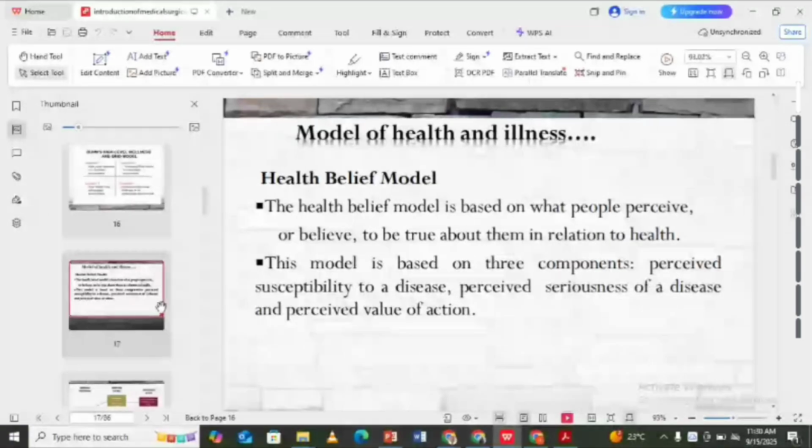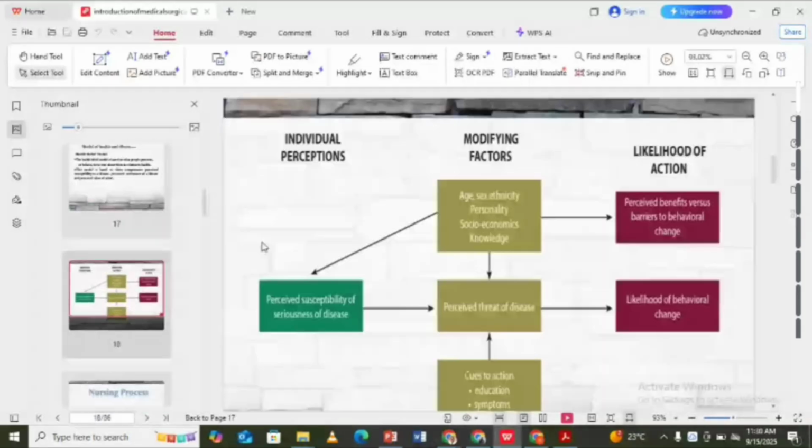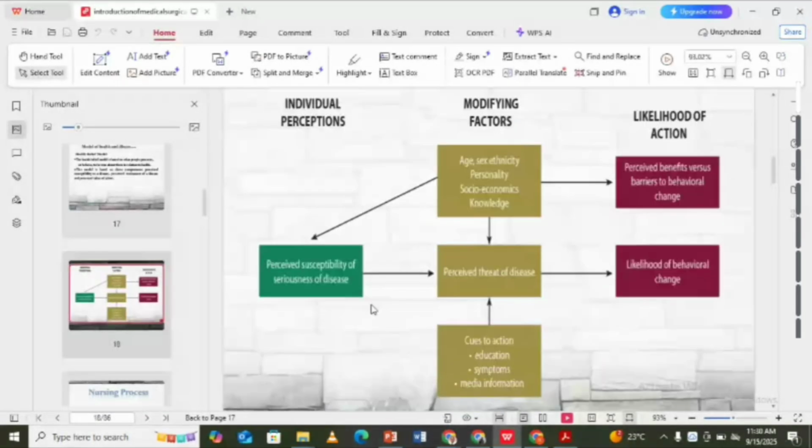The health belief model, which is a theory, which basically relies on the three components of perceived susceptibility to a disease, perceived seriousness of a disease, and perceived value action. So, of course, the perceived, it looks at individual perception.